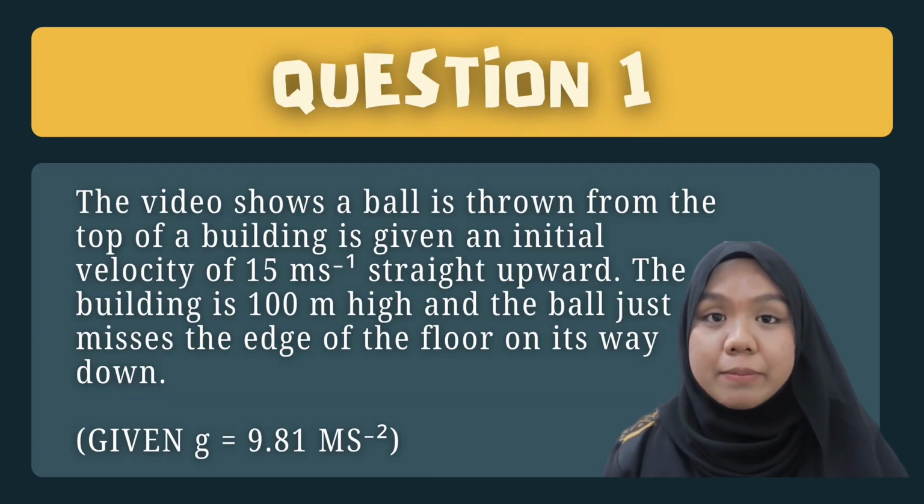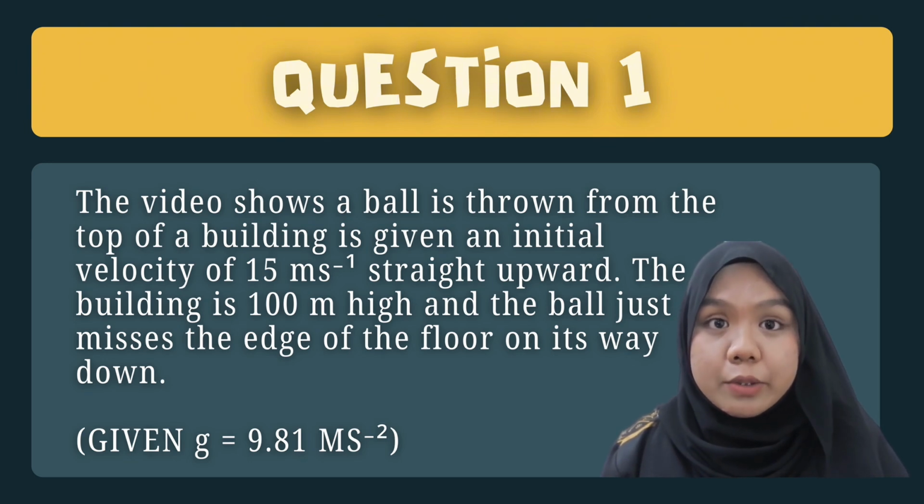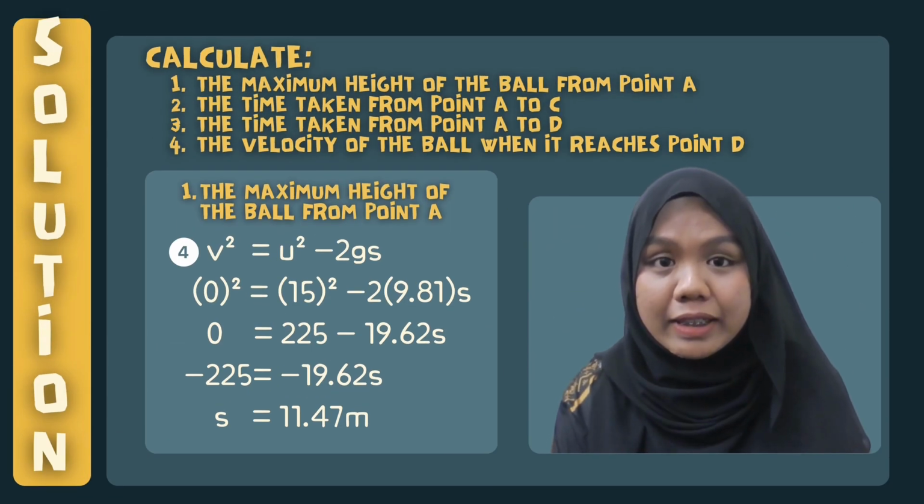Now, I will explain a little bit about the video. The video shows a ball is thrown away from the top of the building. It is given an initial velocity of 50 meters per second straight upward. The building is 100 meters high and the ball just missed the edge of the floor on its way down. Next, we will move to the calculation.